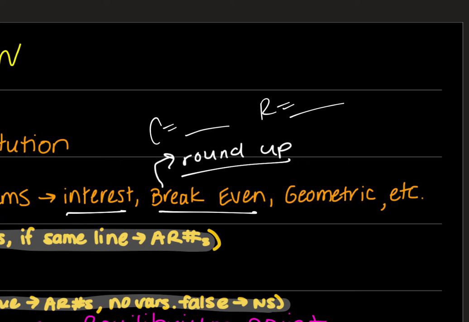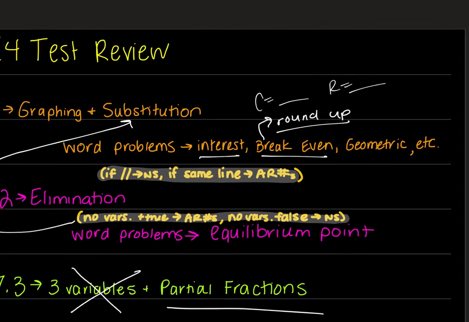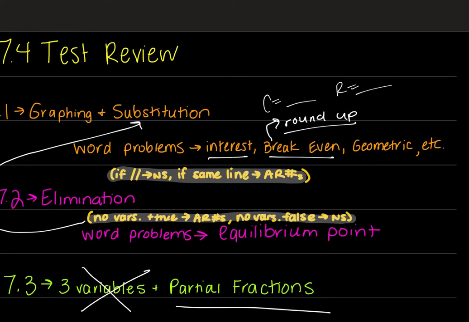Can you go back to elimination? What is the no variables? So those are your special cases: if you cancel out the variables, and what's left is a true statement, it's all real numbers. If what's left is a false statement, it's no solution.